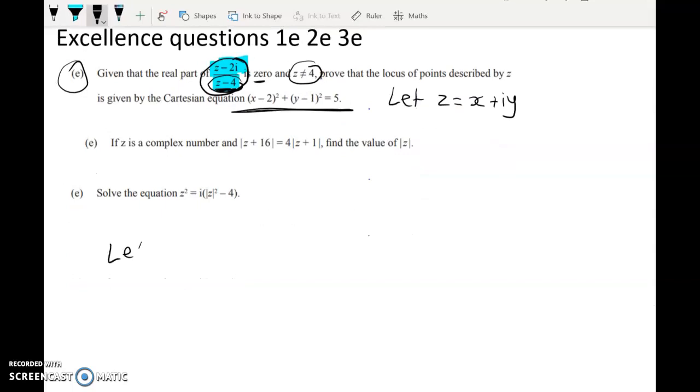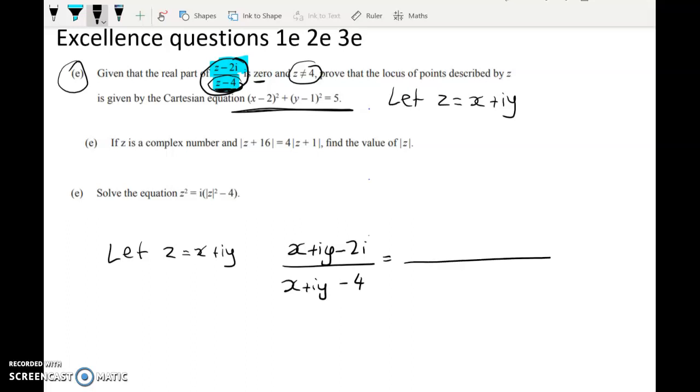Okay, so we start off, let z equal x plus iy, and we just substitute that in. So on the left-hand side, we've got x plus iy minus 2i over x plus iy minus 4. Before I do anything, I'm going to look at that denominator and regroup it with the real part and the imaginary part. And up here, I'm going to do the same thing with the numerator because we know that we need to do that for what's coming next.